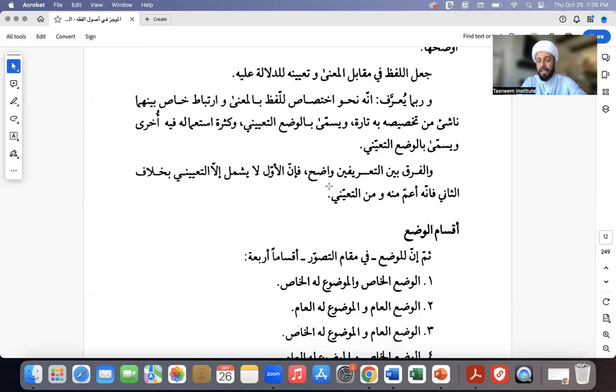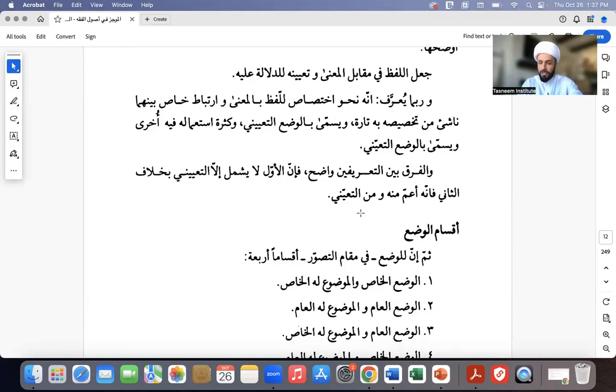والفرق بين التعريفين واضح. Sheikh Al-Subhani, he says, the difference between the first definition that we gave and the second definition is obvious. فإن الأول لا يشمل إلا التعيين. He says, when you look at the first definition that we gave, whereas you assign a word opposite of a meaning and you specify that the word refers to that meaning, the first definition only accounts for intentional designation. Whereas the second definition encompasses بخلاف الثاني فإنه أعم منه ومن التعين.